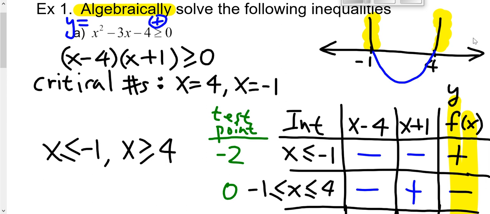So let's just do this. Our answers include negative 1, so we use a solid dot. Anything less than or equal to negative 1 would work. So here, anything here. Okay. And our second part of the answer, anything 4 and above. Anything 4 and above, so including 4 as well. Anything here would work. Now, bingo.